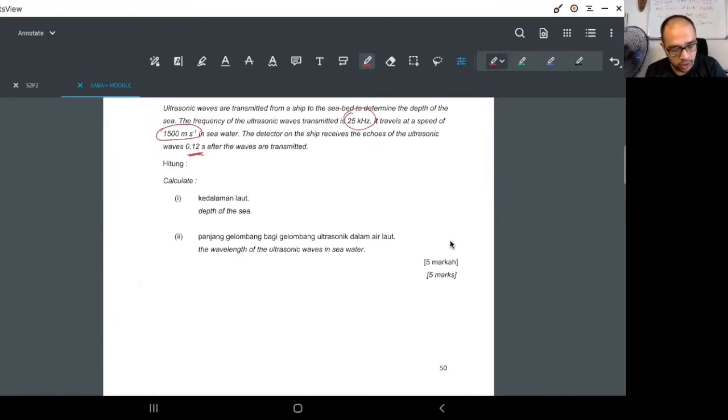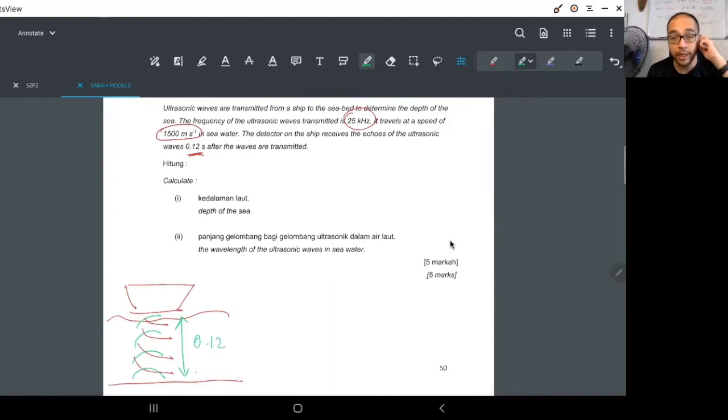Okay, so if you imagine the situation, this is the ship. Okay, this is the sea, and this is the seabed. So it's going to send these waves out, and then the waves are going to return back. Okay, so the time taken for it to go back and forth is 0.12 seconds. Okay, the time taken for it to go back and forth one time. So what we want to know is what is the height, or the depth of the sea?